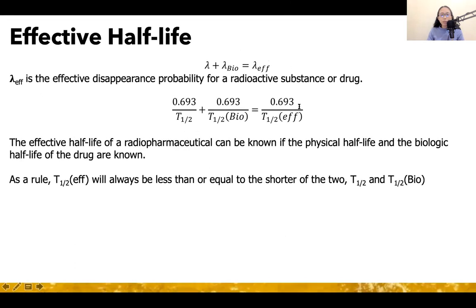So always remember that your effective half-life will always be less than or equal to the shorter of these two terms, the physical half-life and the biologic half-life. So if you have the physical half-life as lower in value than your biological half-life, then your effective half-life can be equal to your physical half-life or can be less than your physical half-life, but never greater.